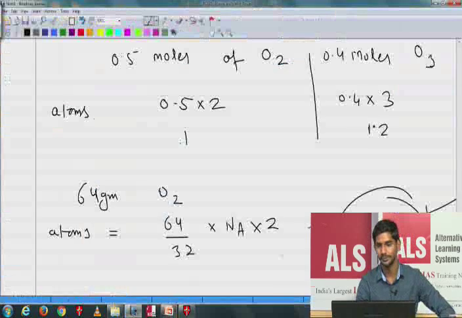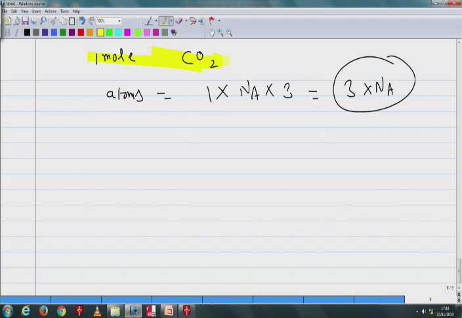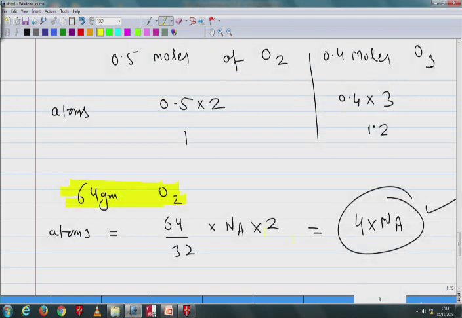See what I was saying. Suppose I have two scenarios. I have to compare the number of atoms of 64 gram of O2 with 1 mole of CO2. I have to compare which one will have the higher atoms. So what will I do? I'll first calculate the number of moles by the formula given mass upon molar mass. I'll multiply it with the Avogadro number. Because O2 contains 2 atoms, I'll multiply it with 2.